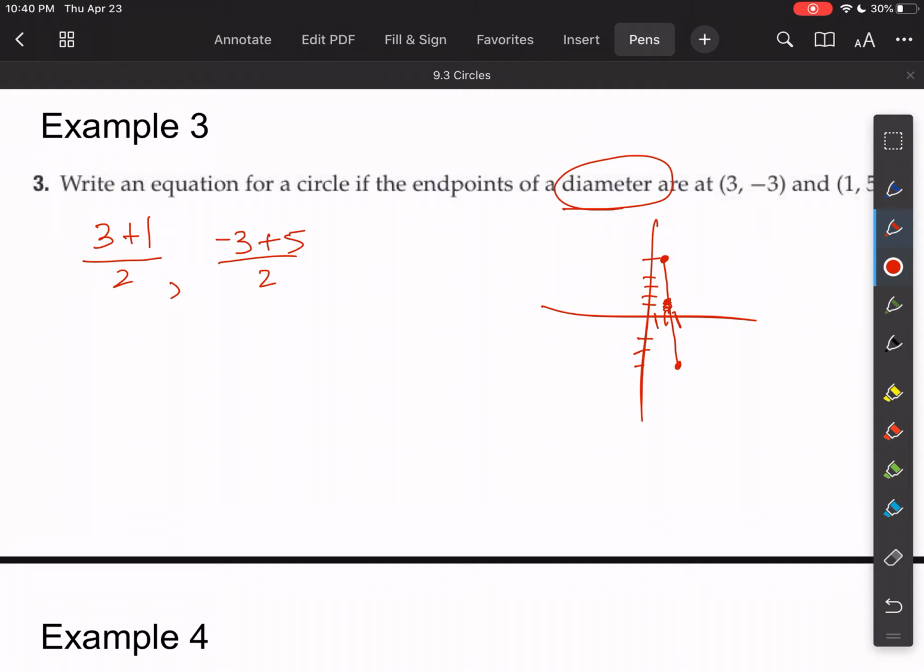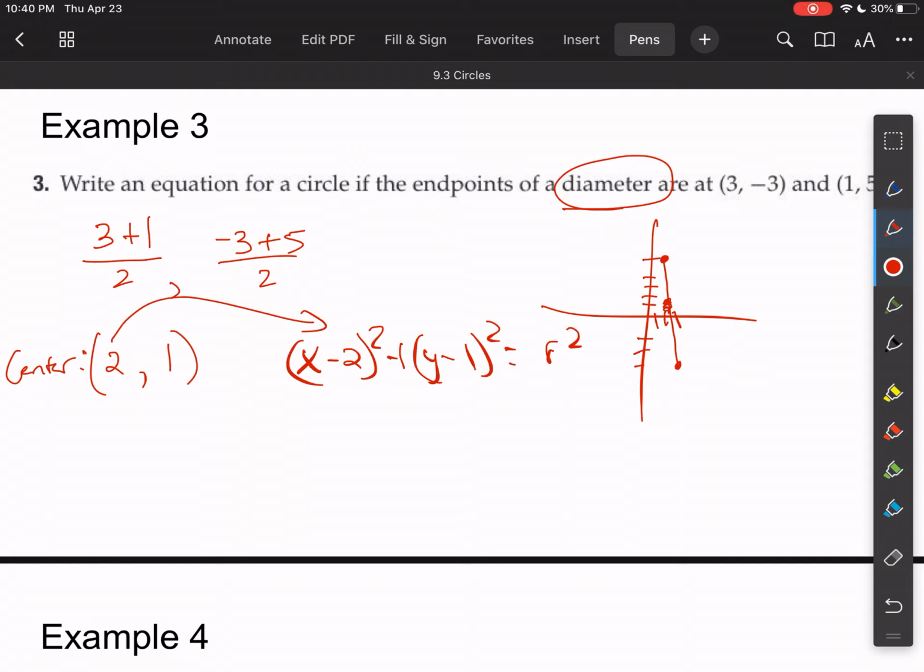So 3 plus 1 is 4. 4 divided by 2 is 2. Negative 3 plus 5 is 2. 2 over 2 is 1. So our midpoint, or our center, is at 2 comma 1. Okay. Once I know that, I can create an equation. I do need to figure out the radius still, but I know at least my equation will start like this: x minus 2 squared plus y minus 1 squared is equal to my radius squared.